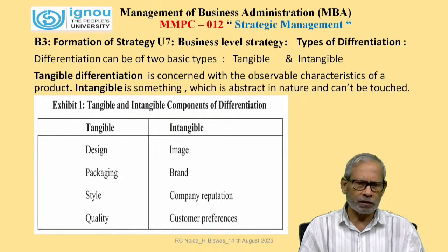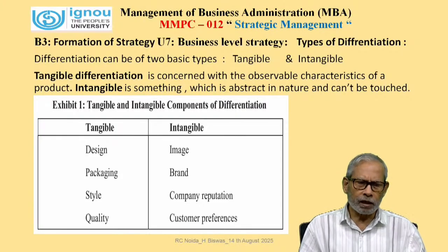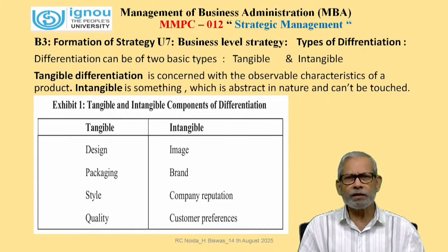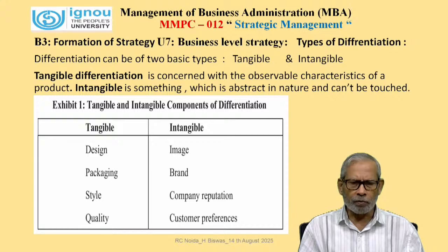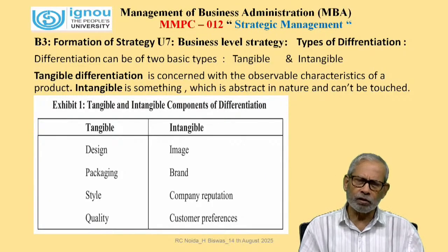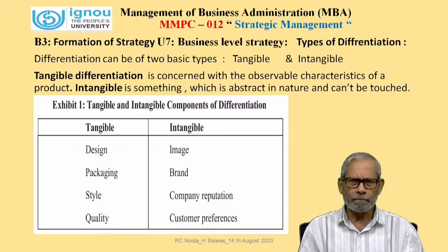Tangible is basically your design, packaging, your style, and quality; these are all your tangible parts. Now, the intangible part is basically your image, branding, the brand and company reputation, and your customer preferences. So, all these parts are basically your intangibles. So, that chart is very important.